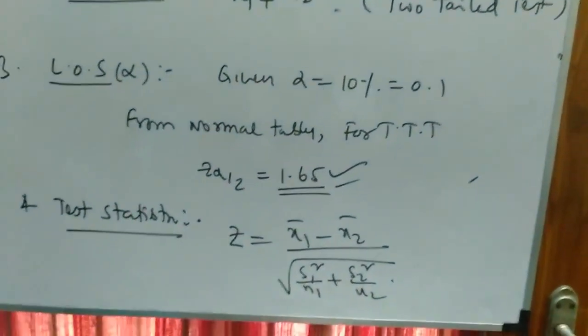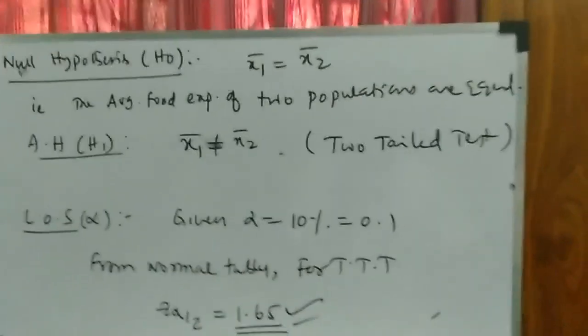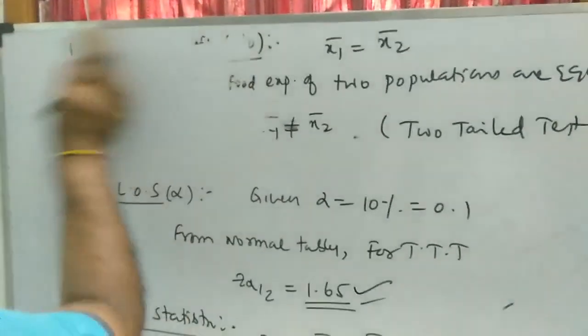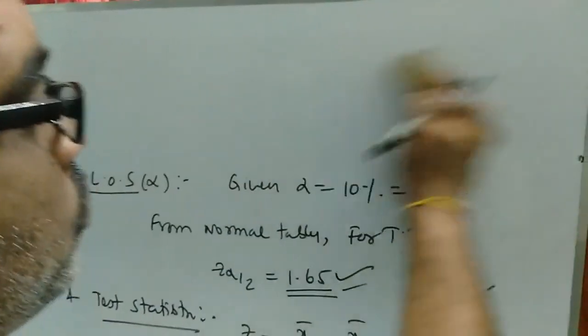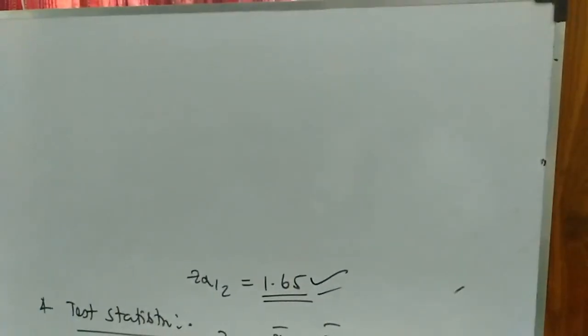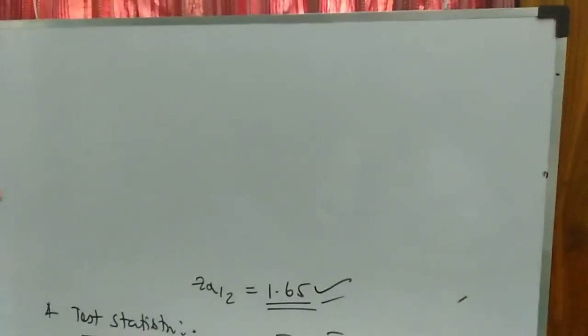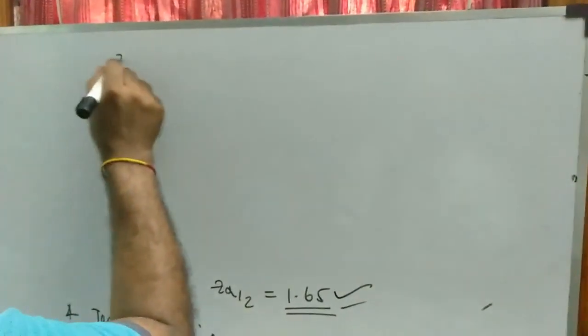If the information is not given for sigma 1 square and sigma 2 square, we use the substitutes s1 square and s2 square. S1 square is nothing but the sample standard deviation. The sample is obtained from the population itself, so there is not much difference.